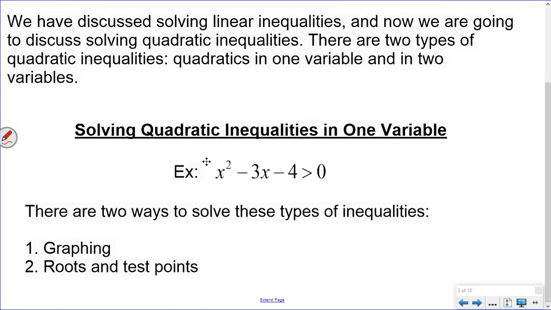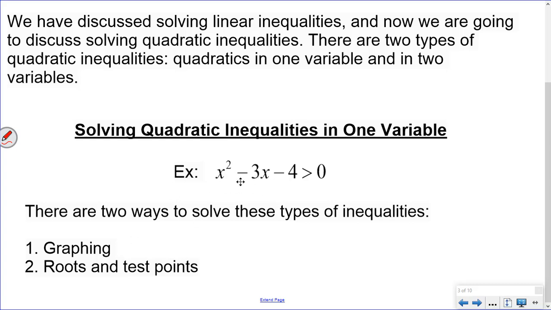So to solve a quadratic inequality in one variable, there are two strategies we can use. We can either graph it and see when it will satisfy this restriction, or we can look at the roots. And either way, we're going to be looking at the roots. One we're going to do more visually, and the other we're going to do more algebraically.